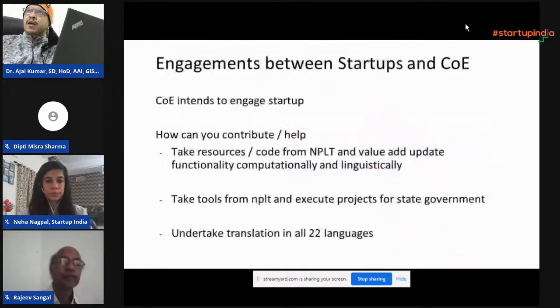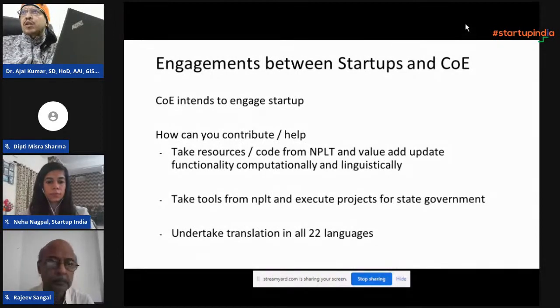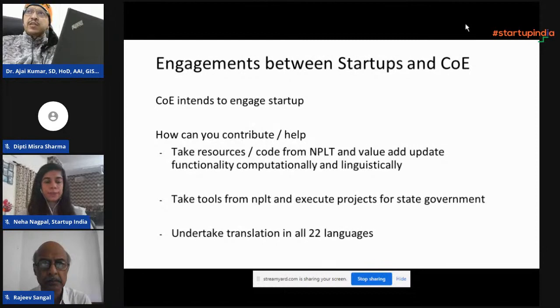Next. So as Ajay was saying, we are looking for help to take the resources. We encourage you to take the resources, especially as startups, from the NPLT. You can value add and update the functionality computationally or linguistically. You can also take tools and execute projects, especially state government projects, and we are looking for people who will be willing to undertake translations in all 22 languages. Again, because there is an importance of the man in the loop.